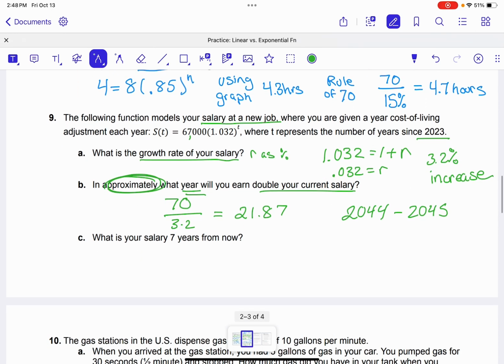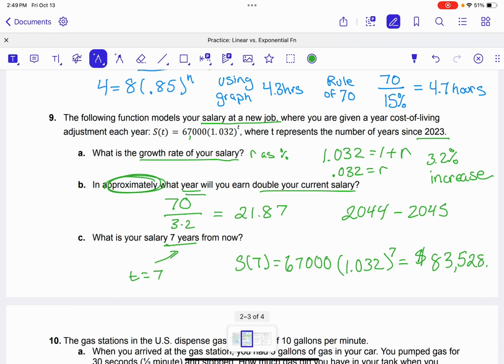All right, and last but not least, what is your salary 7 years from now? So we're just going to make our T value equal to 7. So S of 7, and I'm going to plug 7 in for T and put that all in the calculator, and I would have a salary of $83,528.12. And those are the problems on page number 2.